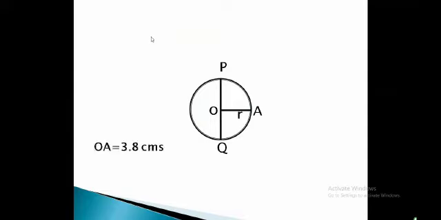Now we will write the measurement. So OA is 3.8 centimeters. Now the diameter is double the radius. So how much will it become? That is, PQ is 2 times the radius, that is 3.8 into 2, which is 7.6 centimeters. Now we'll draw one more circle.